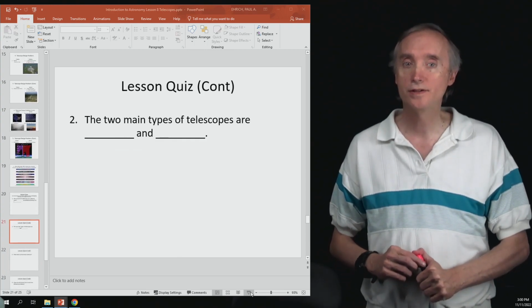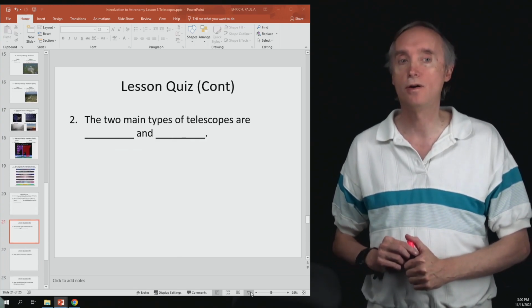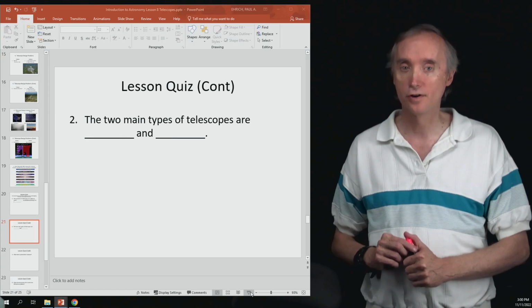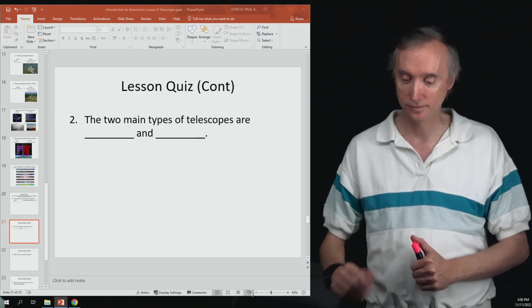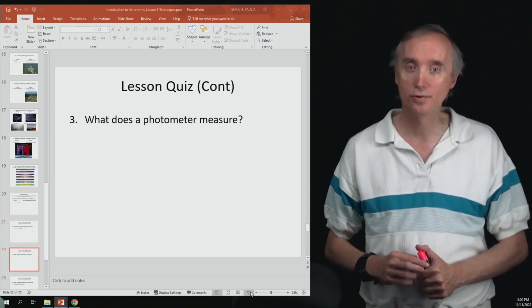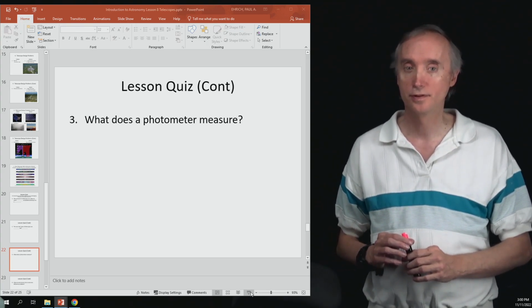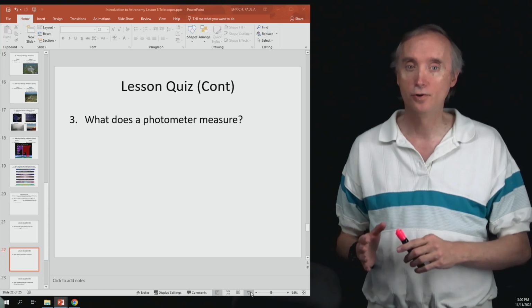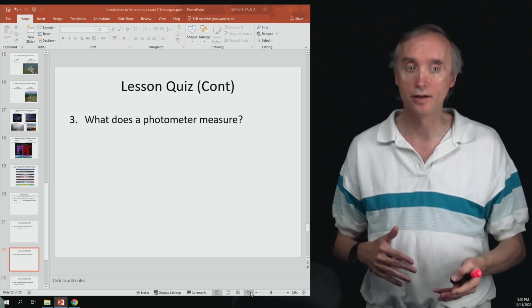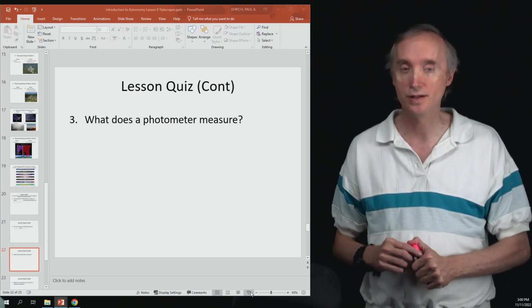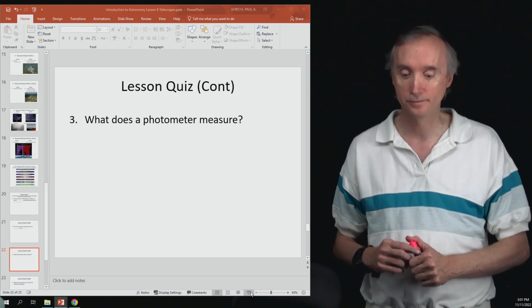The two main types of telescopes are reflecting and refracting telescopes. Question number 3. What does a photometer measure? Okay, remember, photometer, photon, so it measures light. So it measures the intensity of light.